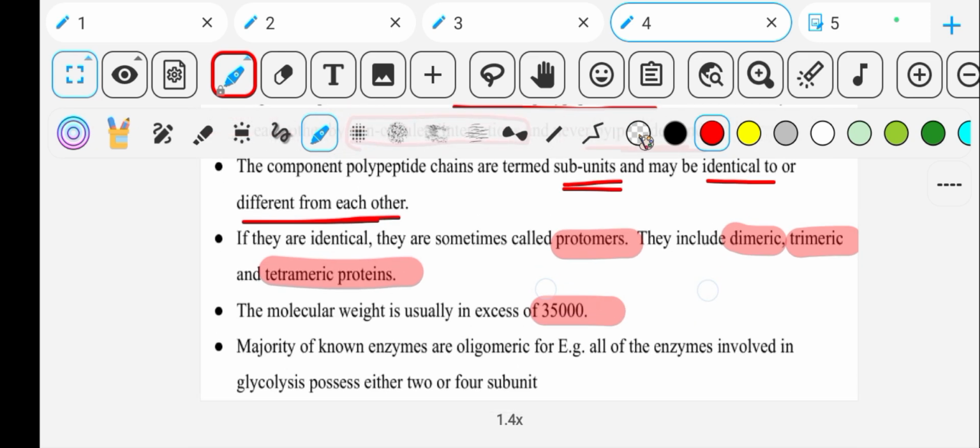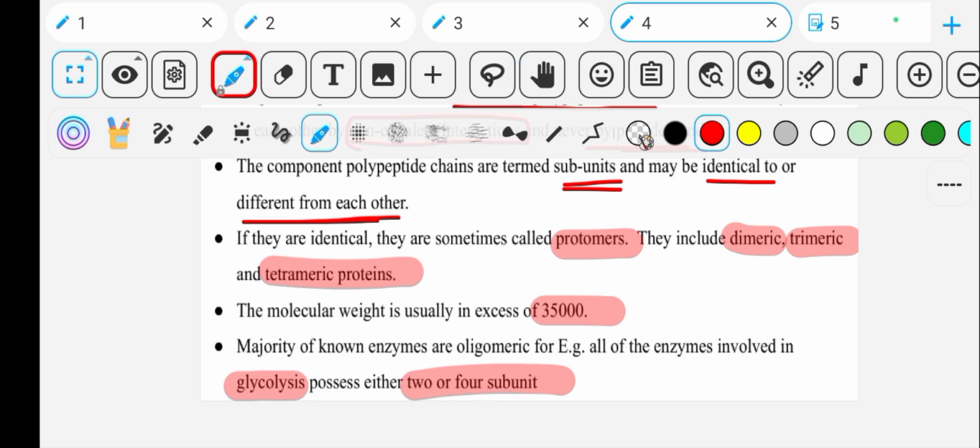The majority of known enzymes are oligomeric, like all of the enzymes involved in the glycolysis process, which have either two or four subunits. Oligomeric enzymes often show cooperative behavior, where binding of substrate to one subunit affects the activity of other subunits. Basically, they are generally more stable and allow better control of metabolic pathways, right?